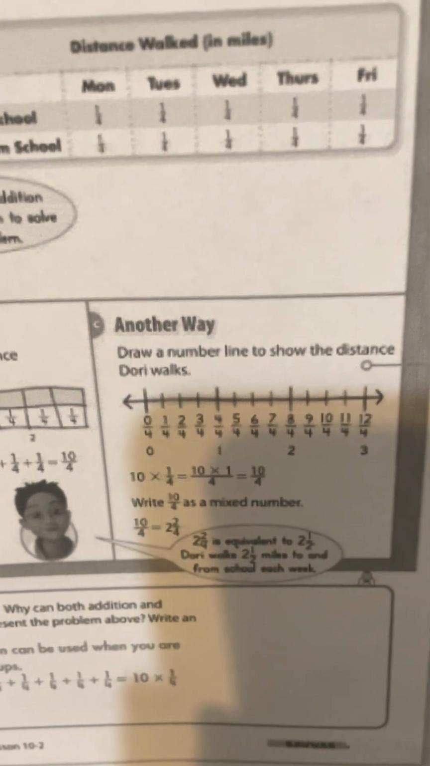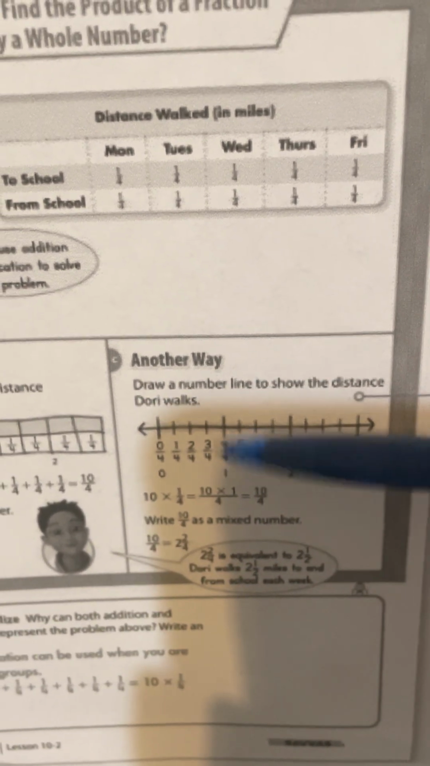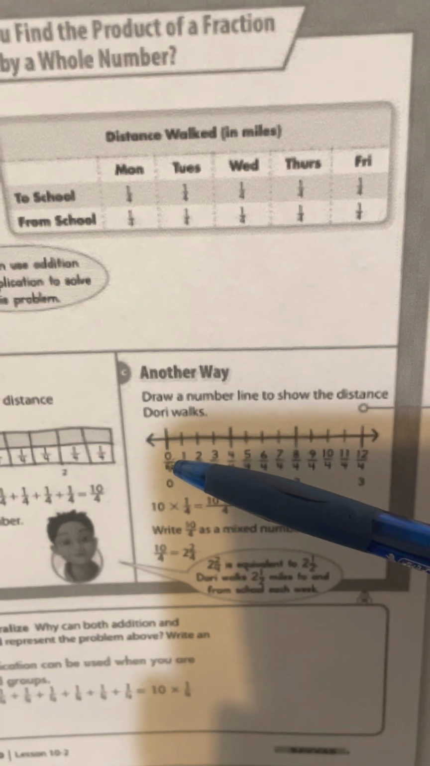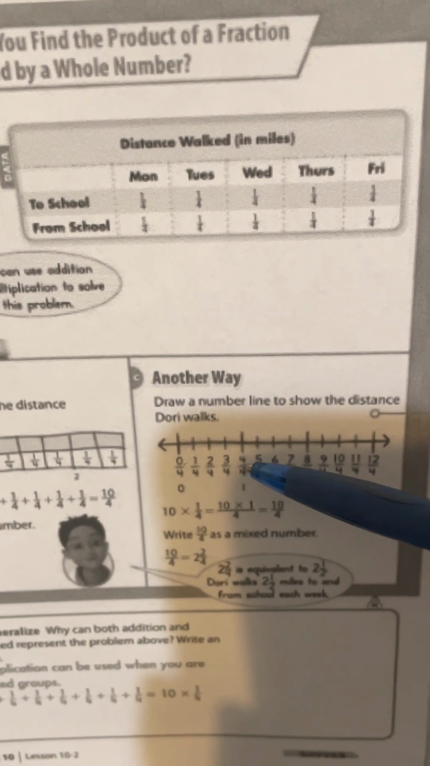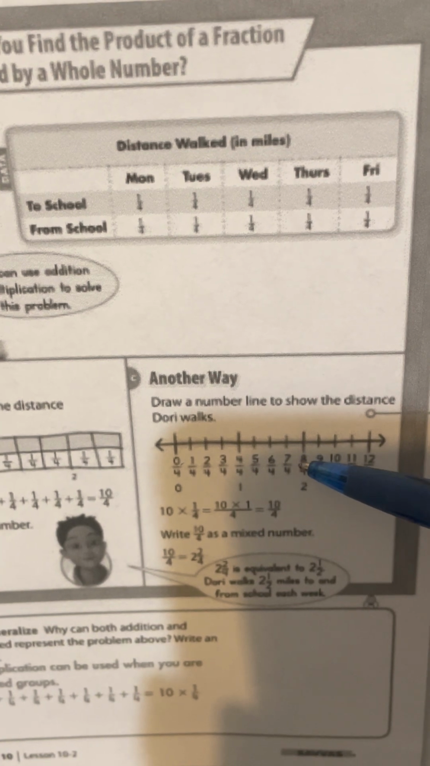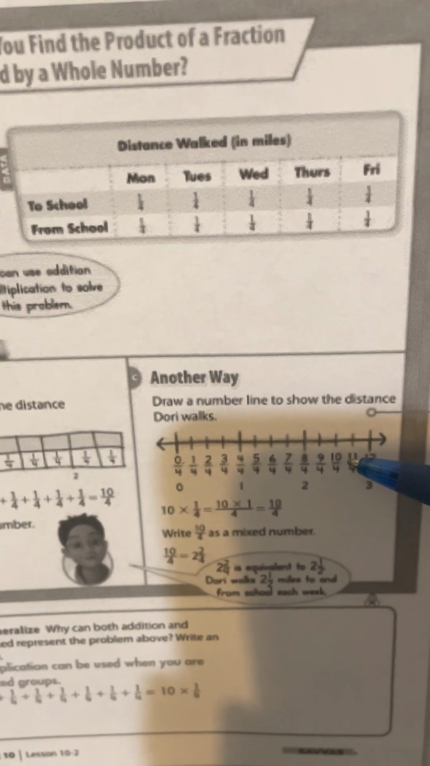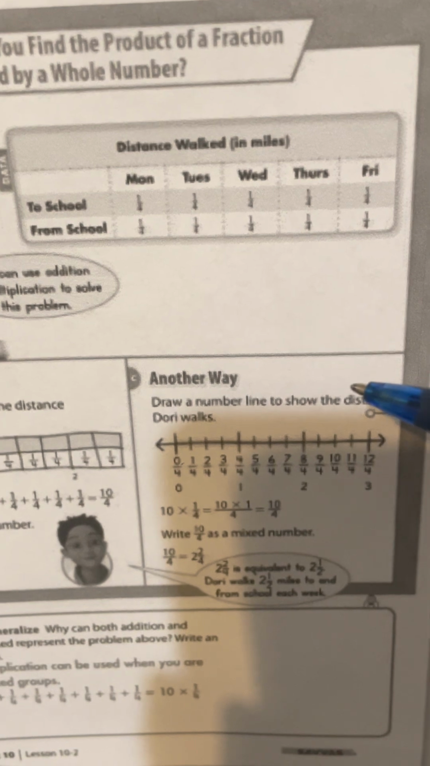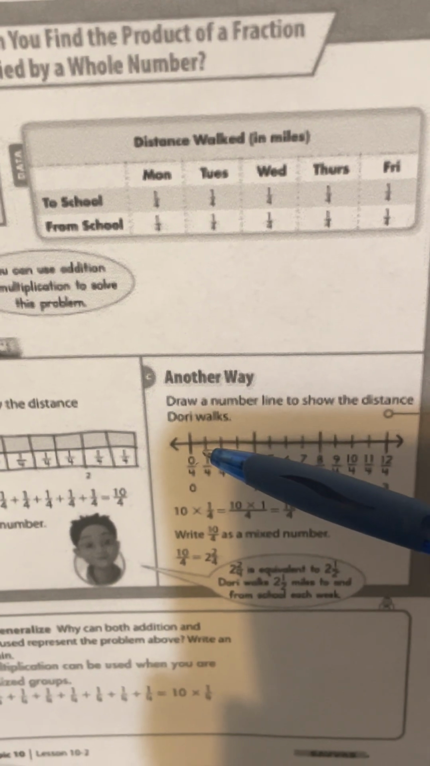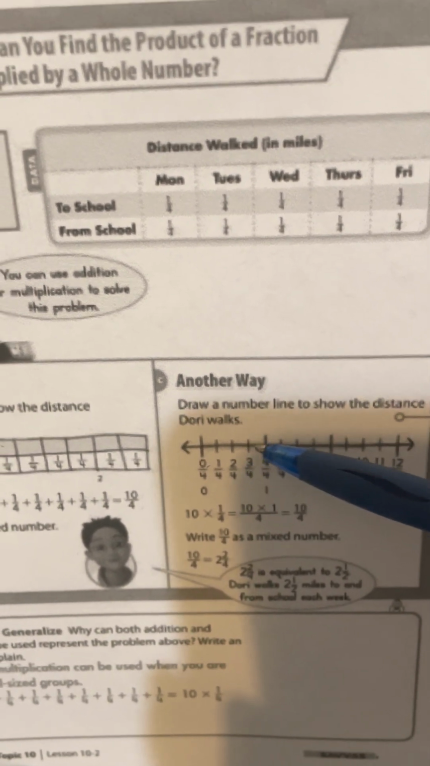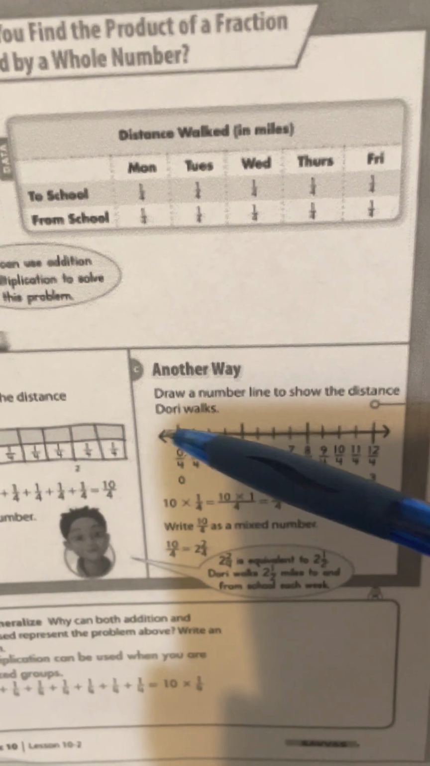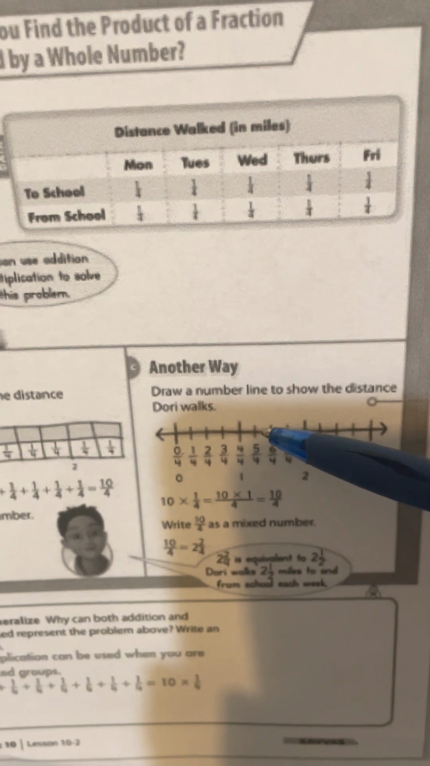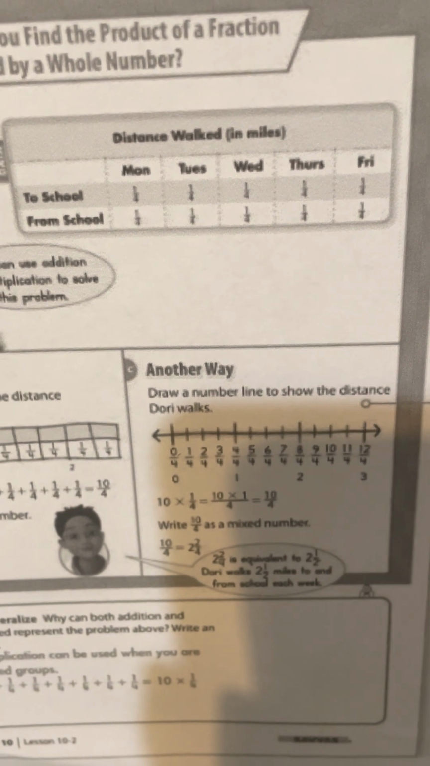Another way is, of course, a number line to show the distance she walks. So you start from 0/4 because you don't walk at all. And then you have 1/4, 2/4, 3/4, 4/4, 5/4, 6/4, 7/4, 8/4, 9/4, 10/4, 11/4, 12/4. Why do we do that? Because she walks to and from school 5 days a week. That should be 10 unit fractions of 1/4. 1, 2, 3, 4, 5, 6, 7, 8, 9, 10.